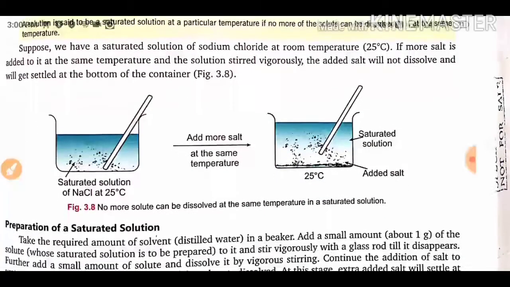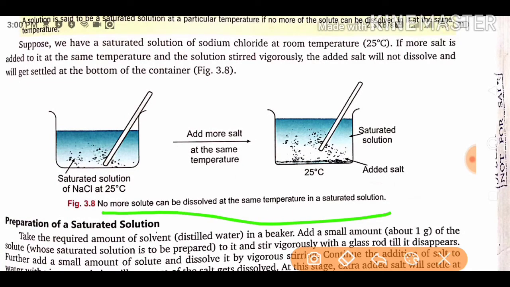So you can see here, no more solute can be dissolved at the same temperature in a saturated solution. A normal example I can give: suppose this is a beaker and you have this much amount of water, and you fill sugar in it. The sugar can dissolve up to a point, but when we put more and more solute of sugar, it cannot dissolve. That's why it is called a saturated solution.